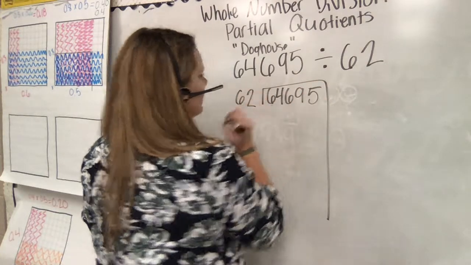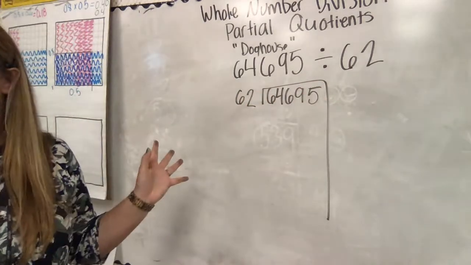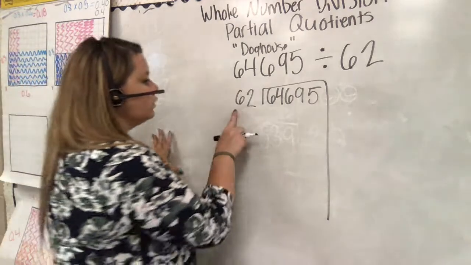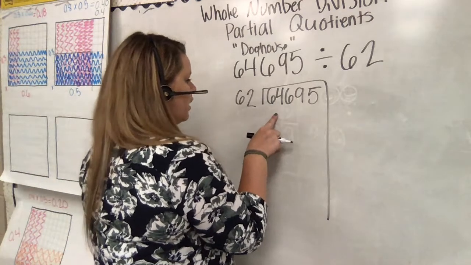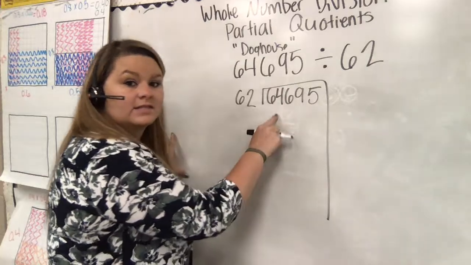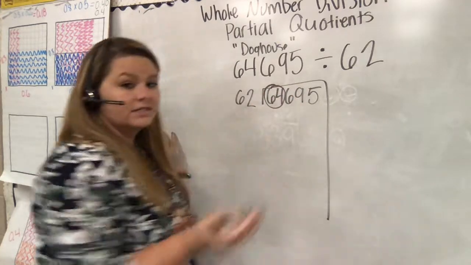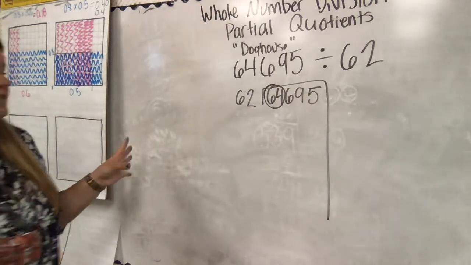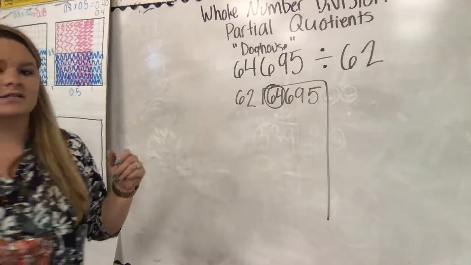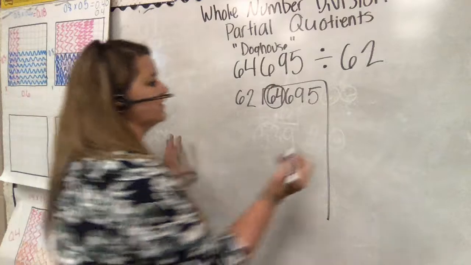Okay, and so then I can just go ahead and dive right in and start. Will 62 go into 64? It will, because it's less than 64. So I'm going to circle the 64. We know 62 times 1 is 62, which is only 2 less than this. So it's just going to go in one time.